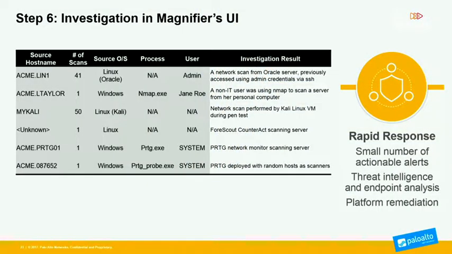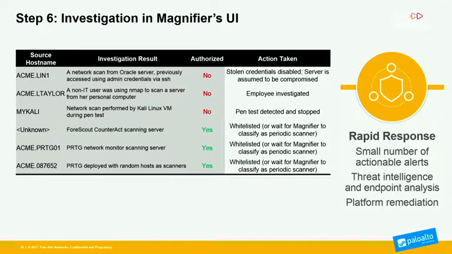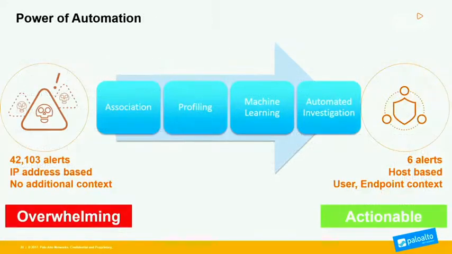The third one was a Forest Scout counteract server, and the bottom 2 were PRTG network monitoring, so probably valid stuff. That was after the human did the rest of the triage based on the information we presented them, and then they took action. First 3 were not so authorized, the last 3 were authorized and whitelisted. So we got to the point that it was actually actionable.